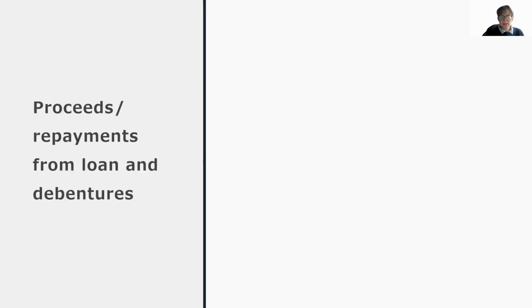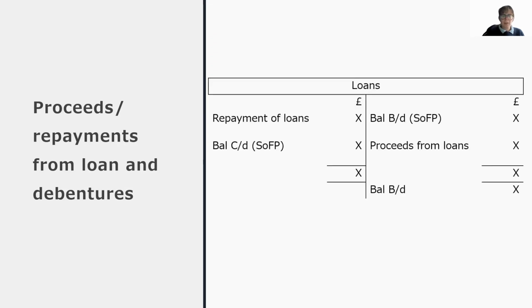Proceeds and repayments then from loans and debentures. So here's our loan account. Balance brought down is going to belong on the credit, of course, alongside any proceeds from our loans. If we are, however, doing the opposite and repaying a loan, it is going to belong on the debit side. It is an expense, along with our balance carried down into the next period.